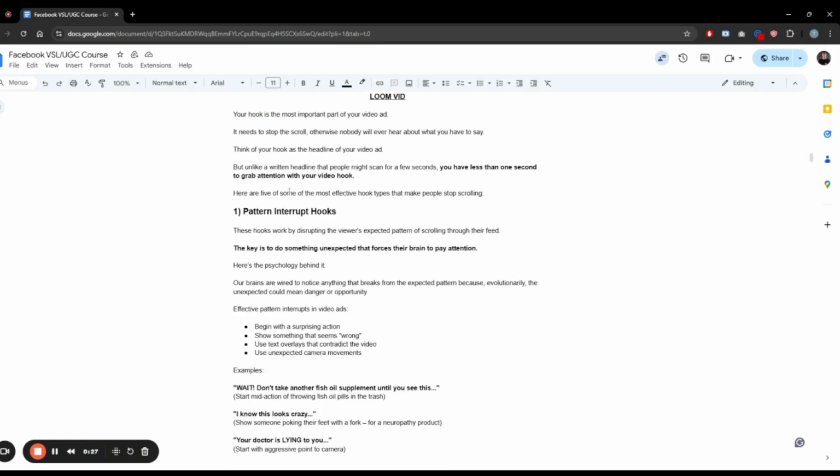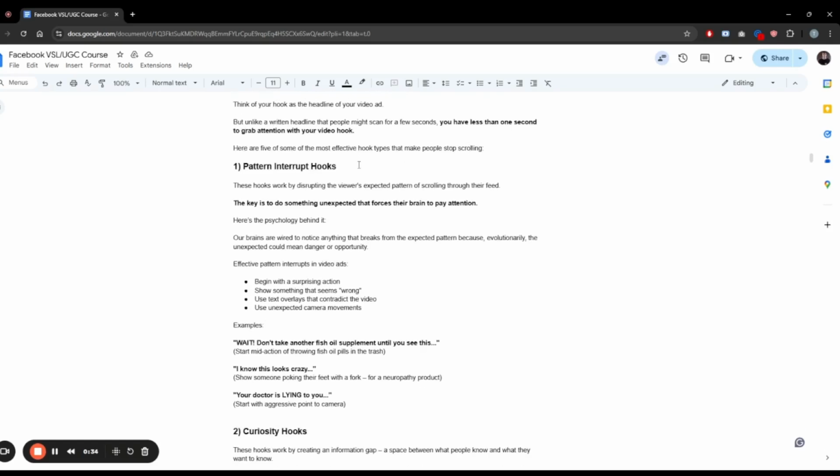And to help with that, here are 5 of some of the most effective hook types that make people stop scrolling. So number 1, you have a pattern interrupt hook. These hooks work by disrupting the viewer's expected pattern of scrolling through their feed. And the key here is to do something unexpected that forces their brain to pay attention.